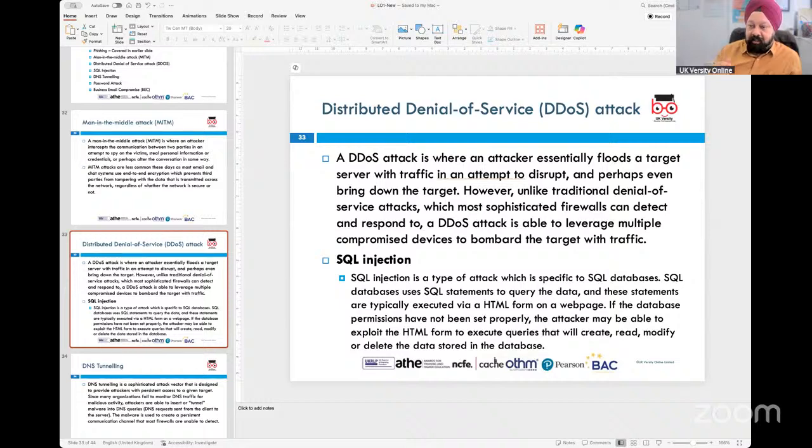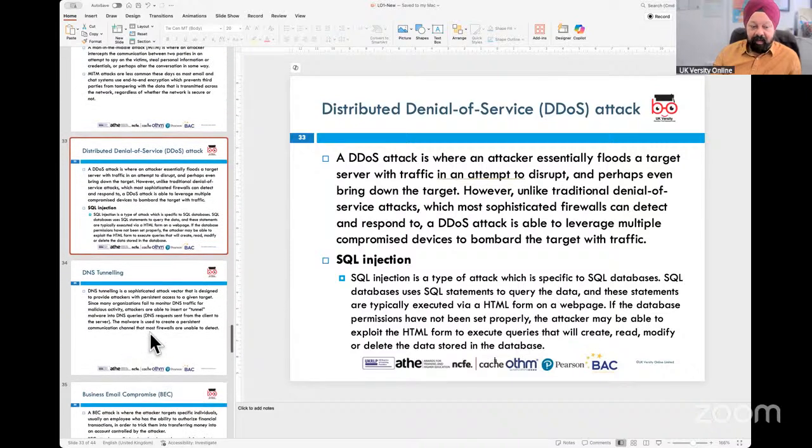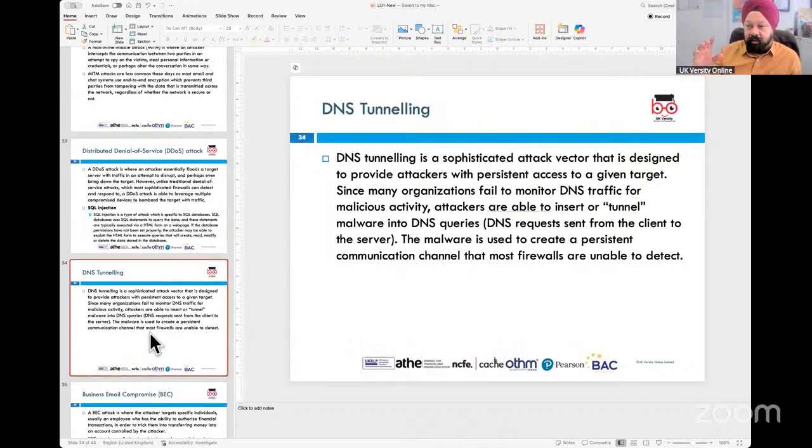So hackers will look at stealing, modifying, or deleting information. They will be looking at bypassing authentication, and in some cases they'll be looking at disrupting the service. So these are different kinds of attacks that you will generally see when we look at types of cyber attack. Now there is something called DNS tunneling.